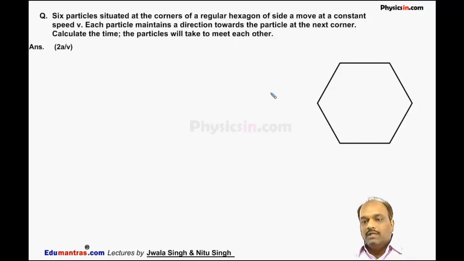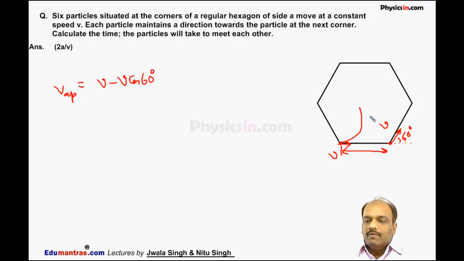Now suppose this is particle A, it is moving towards this B, and B in turn is moving like this. So I can say the separation speed, the velocity of approach, is equal to v minus v cos 60 degrees, because we know this angle is 60 degrees. Now the separation between these two is decreasing at a rate of v minus v cos 60, and at any instant the particle will follow a path like this. All the particles will move like this, and they finally meet at a single point here.